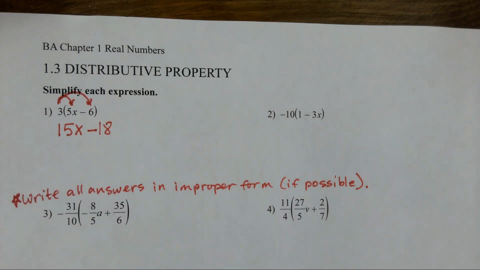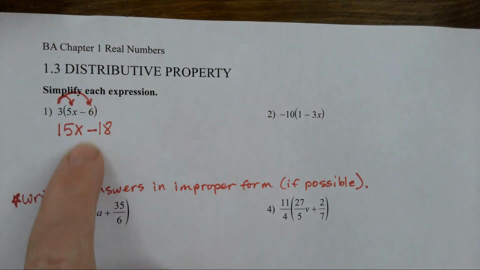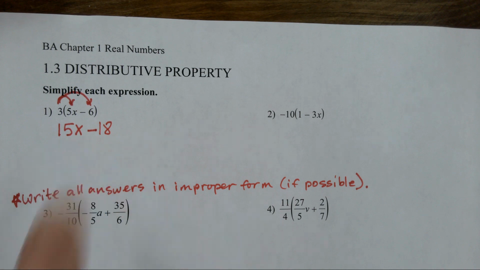You can't go any further because remember the first thing that we reviewed last week was combining like terms. And 15x has an x in it, but the 18 does not, so we cannot go any further. We're not solving, we are stopping here. This is the simplified expression.